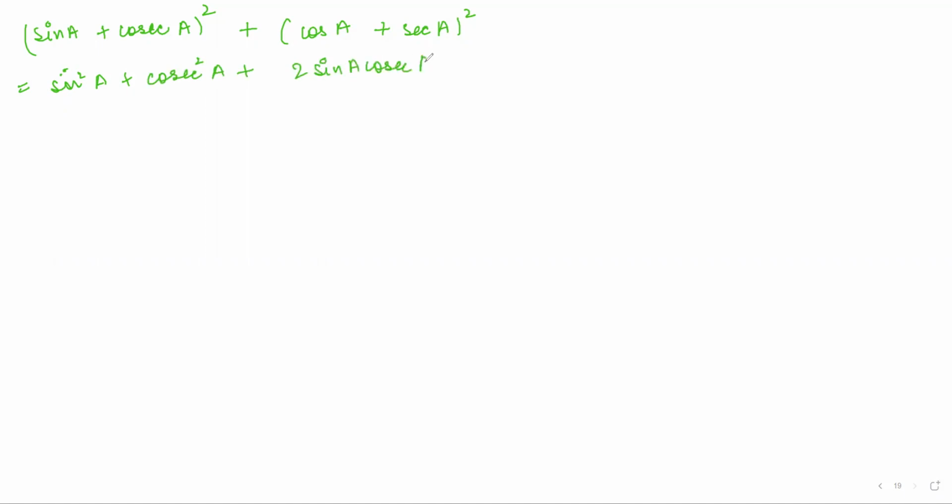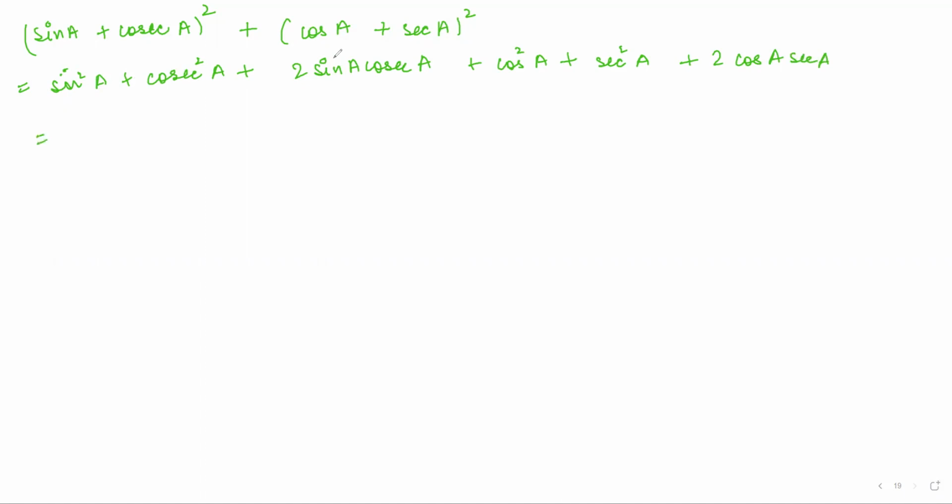(sin A + cosec A) whole square plus (cos A + sec A) whole square. Okay, let us open the bracket. So that becomes sin square A plus cosec square A plus 2 sin A cosec A, right? And then plus cos square A plus sec square A plus 2 cos A into sec A, correct?